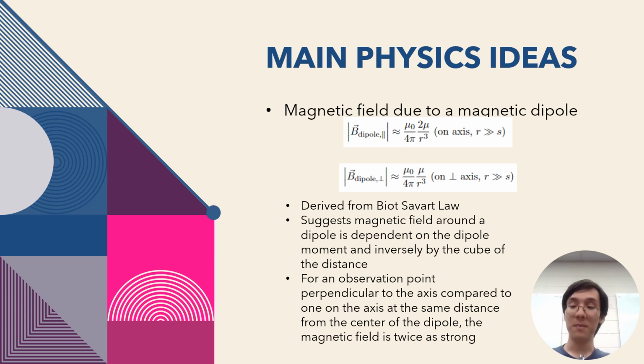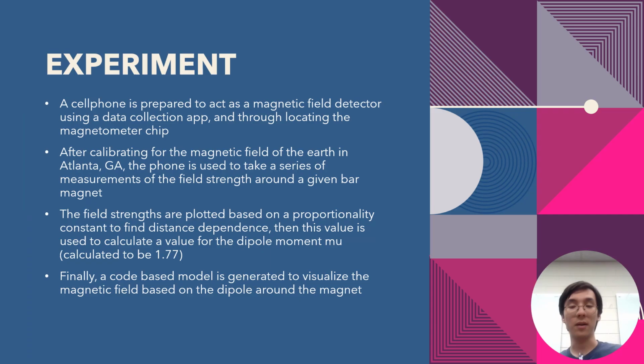The big idea we're going to look at otherwise is the magnetic field due to a magnetic dipole. There are specific formulas that can be derived from the previous formula that I had shown. These suggest that the magnetic field around a dipole is dependent on the dipole moment, inversely on the cube of the distance, and on the location of the observation point around the dipole. For an observation point on the axis compared to one perpendicular to the axis, the magnetic field is twice as strong. To determine this experimentally, an experiment was conducted.